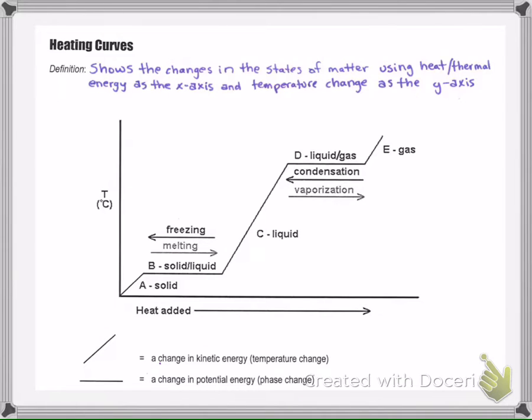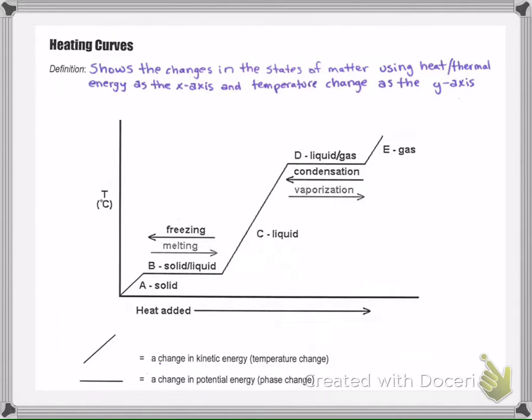Hello my dears, today we will be talking about how to read a heating curve, and that is this diagram that you see here. On our y-axis we have temperature change, and on our x-axis we have the change in thermal energy or heat. You're also going to see a constant slope, so basically this flat line here for going from A to C, and then over here going from C to E.